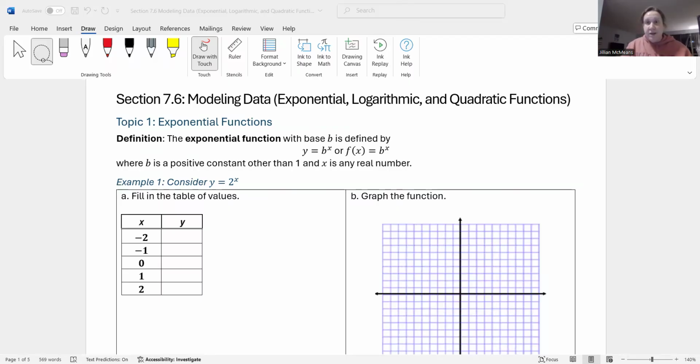All right, for section 7.6, we do completely skip 7.5. For section 7.6, we're going to look at modeling data. Specifically, we're going to look at exponential, logarithmic, and quadratic functions. We're going to do a good bit with exponential, a little bit with logarithmic, and then we'll do a good bit with quadratic. Okay? So first up are exponential functions.